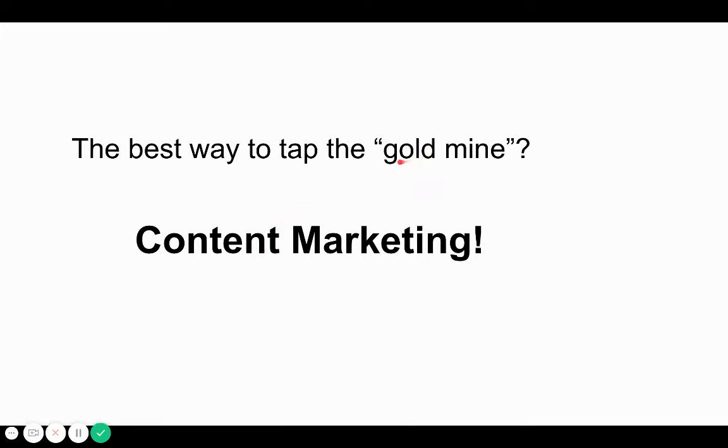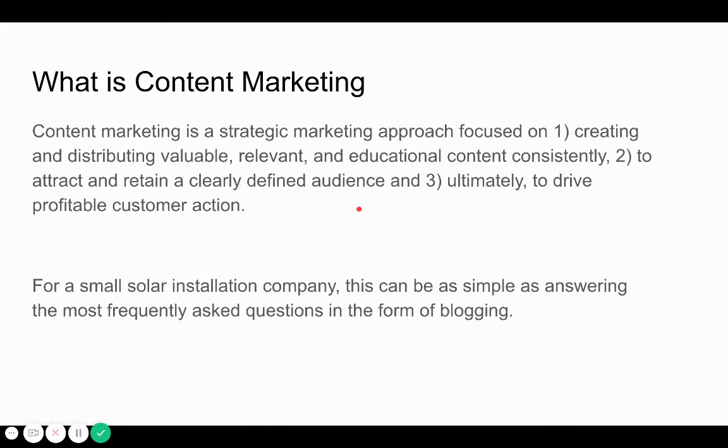The gold mine, right? So that's content marketing. And so what is content marketing? I'm going to use this definition from CMI, the Content Marketing Institute. So this is their definition. I think it's the best one.